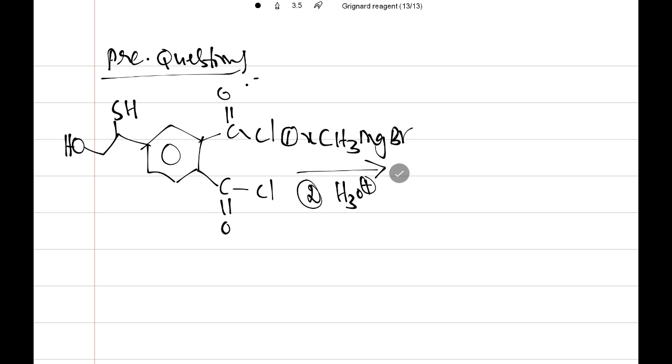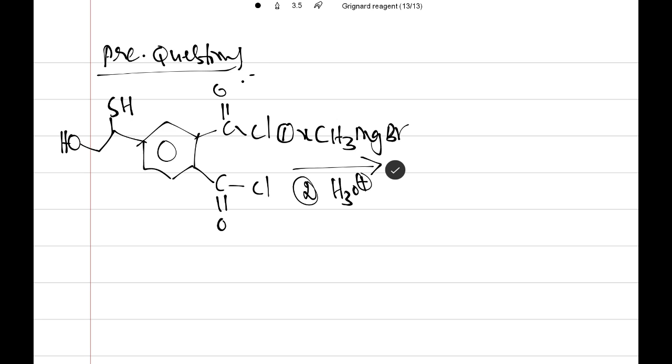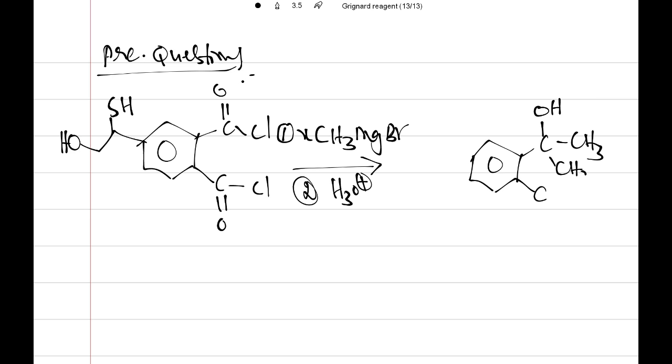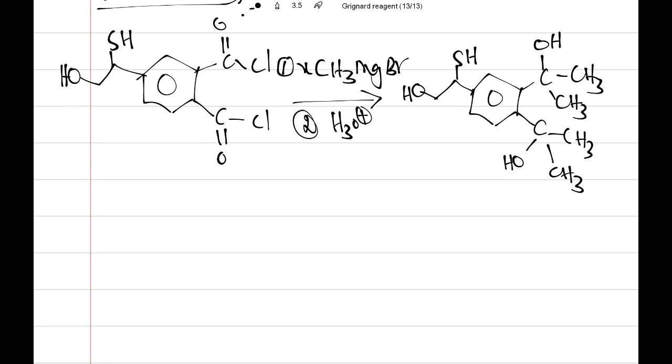And they have given the product also. So the product is benzene with C bearing OH, CH3, and another CH3, and this side C with OH, CH3, and another CH3, and as usual the SH and OH are given. Now the question asked is: what is X?